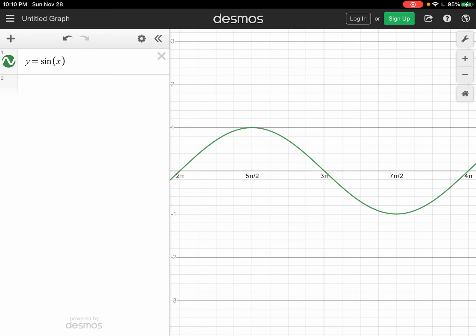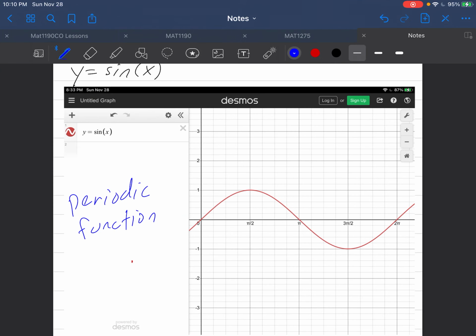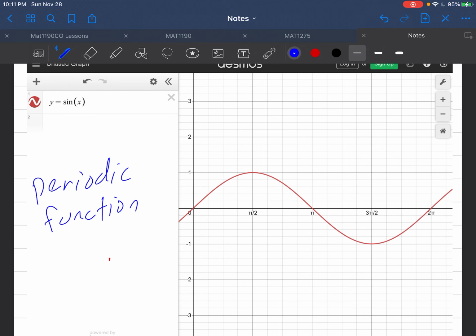So in order to really get a picture of what a sine or cosine wave looks like, all you really need to know is what one period looks like. It's called a period. So a period of a sine or cosine wave is going to be the distance of one full wave. Right, which I'm drawing in black right now.